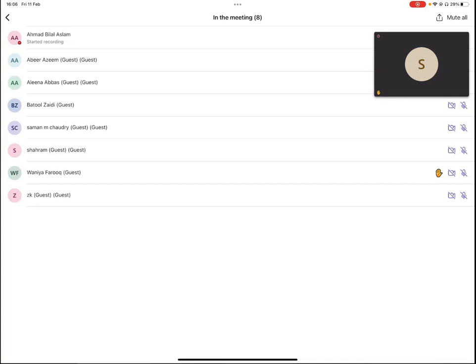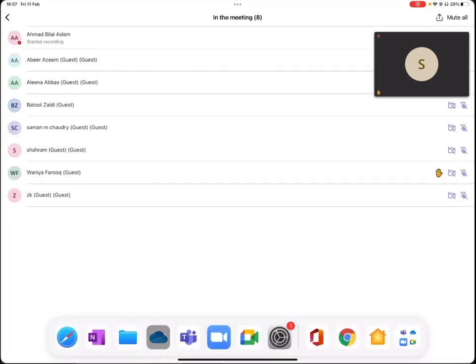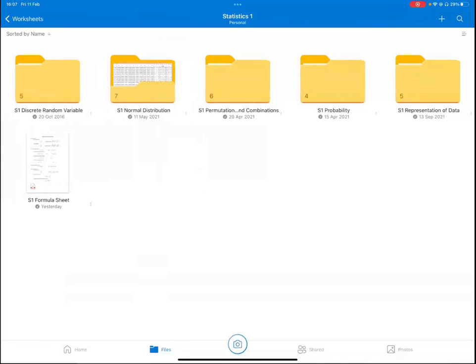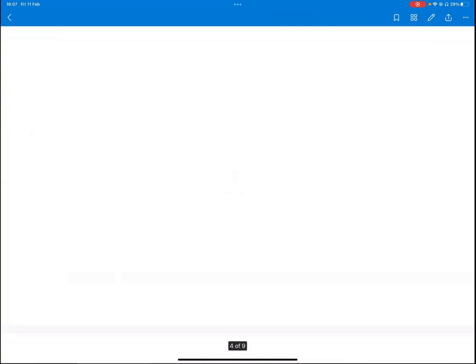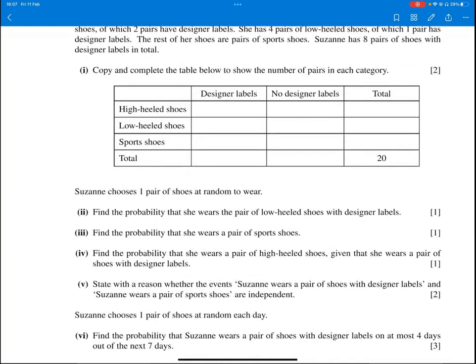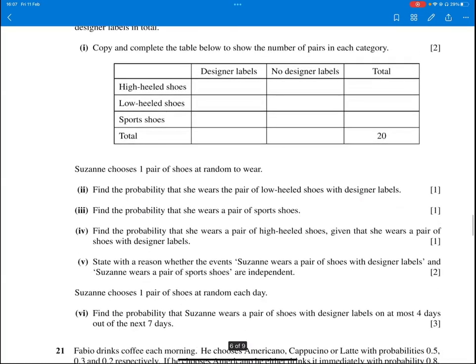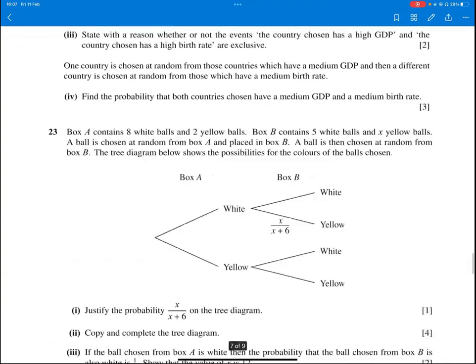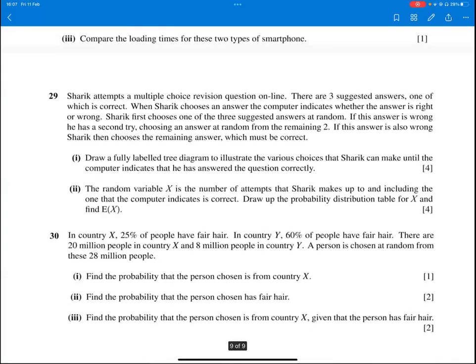Question number 20. Other worksheet. Probability. The last part. The 6th part. Yeah, you can skip the last part. Last part के अलावा बाकी कर सकते हैं. Answer question 29. Question number 29. Yes, sir. Second को आप छोड़ दें. First कर सकते हैं sir. Okay. Thank you, sir.